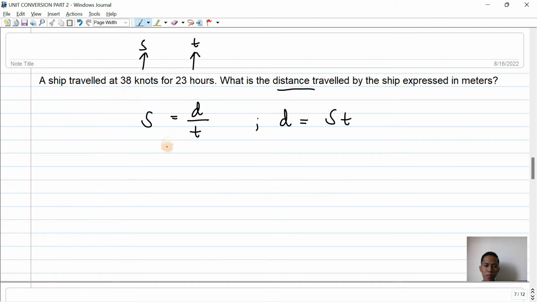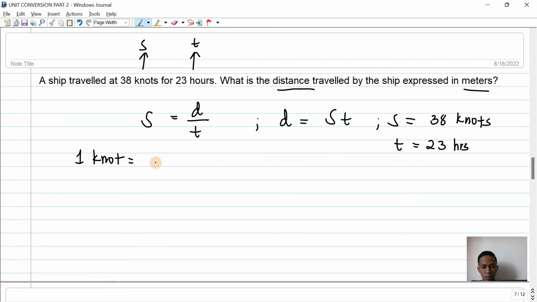Okay, so yung speed natin given, that is 38 knots. Yung time is given, that is 23 hours. So express daw the distance in meters. So when we say knots, okay, 1 knot is equivalent to 1 nautical mile per hour. So that is a unit of speed. Okay, so etong nautical miles, i-convert lang natin yan to meters so that we can get the distance traveled in meters.